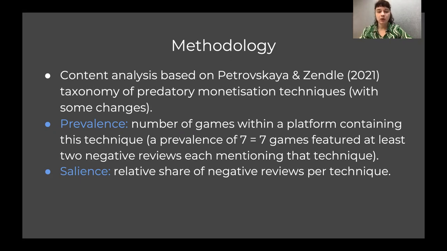For each microtransaction or problematic technique, we assigned a prevalence score, which was the number of games within a platform, mobile or desktop, that contain this technique, and salience, which was the relative share of negative reviews per technique, calculated in a slightly more complicated way, which I won't go into here, but you can read about it in detail in the paper.